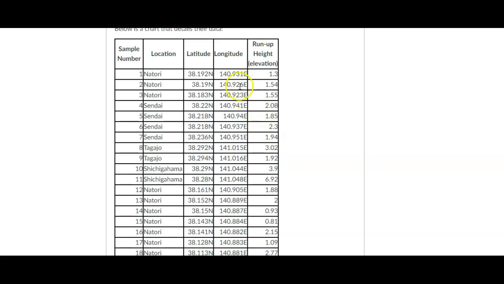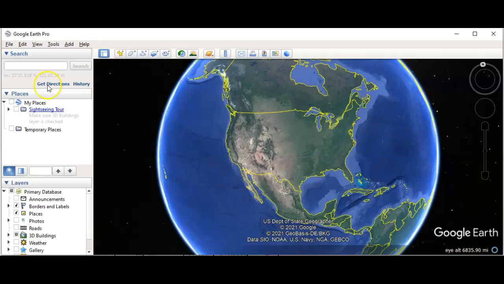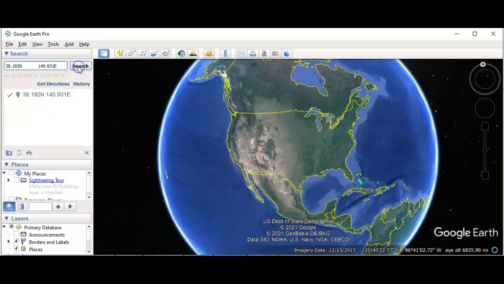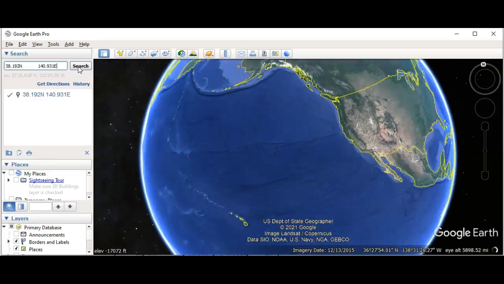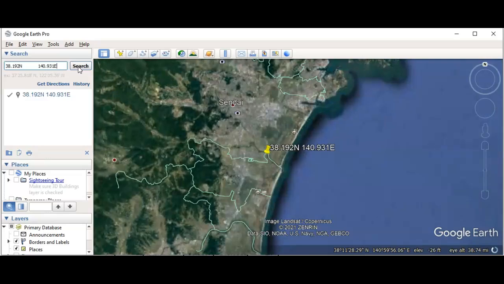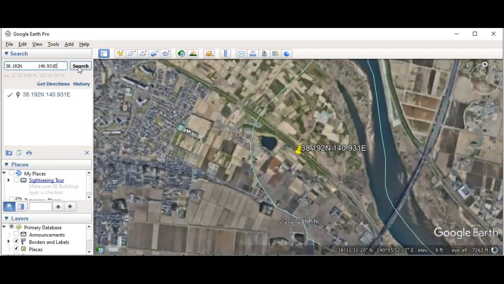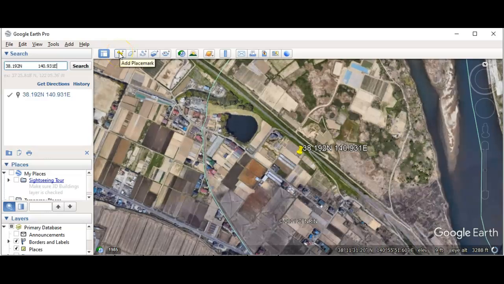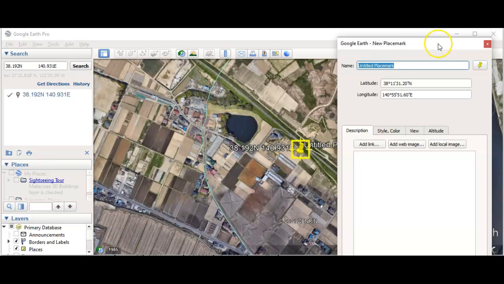How you can do that is you just need to highlight the longitude, latitude, copy that, go to your Google Earth, paste it up here, and hit the search bar. And don't do anything. Let the program locate that point. Then once it stops moving, you'll come up here to this plus placemark, add a placemark. You click it, it'll bring up this pop-up window.